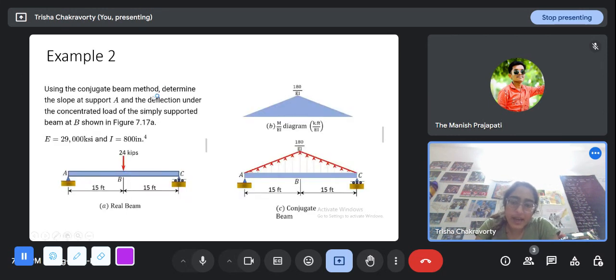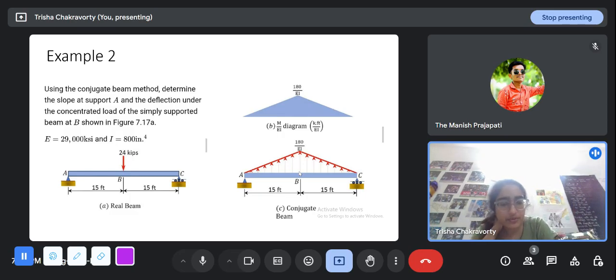Now what have I been asked? I want the slope at support A. So I basically want to find out the shear force developed at the support A, and I want the deflection under the concentrated load. So at the midpoint, I need the moment developed in the midpoint. It is not a support moment; it is just the moment developed.